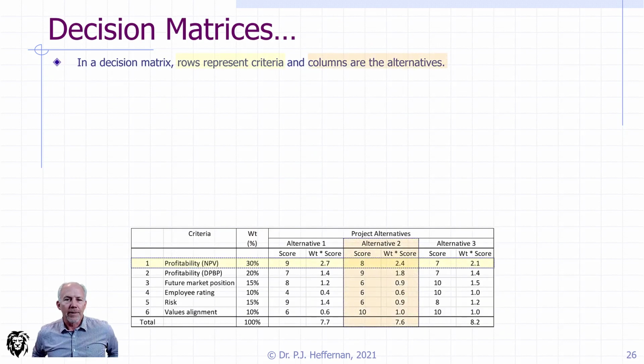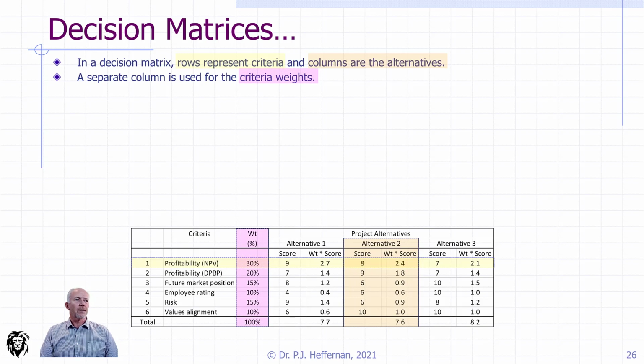So let's look at our decision matrix. This is just a table that is going to do our multi-criteria decision analysis for us. In this matrix, the rows represent the various criteria within our set, and the columns are the various alternatives. We have 3 alternatives shown in this table: alternative 1, alternative 2, and alternative 3. A separate column is used to show our criteria weights, and we see that each of our 6 criteria has a percentage weight, and they all add up to 1, or 100%.